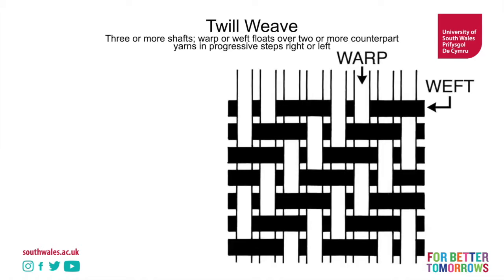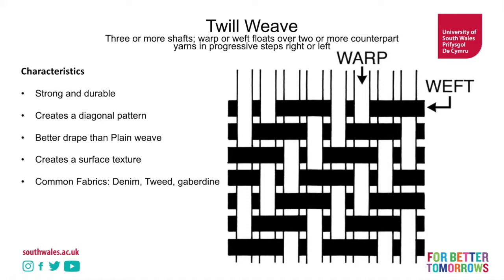Next we have a twill weave, and you can see here that we have our warp and our weft. They float across a few and then under a few, and it creates almost like a brick wall style pattern where the gap left by one weft yarn is overcome by another weft yarn, and you can see it creates a zigzag-like pattern running from top left to the bottom right.